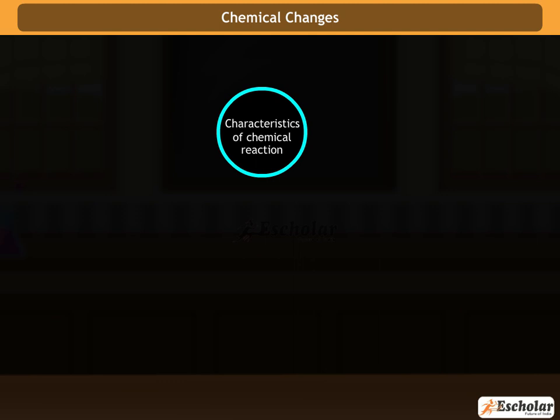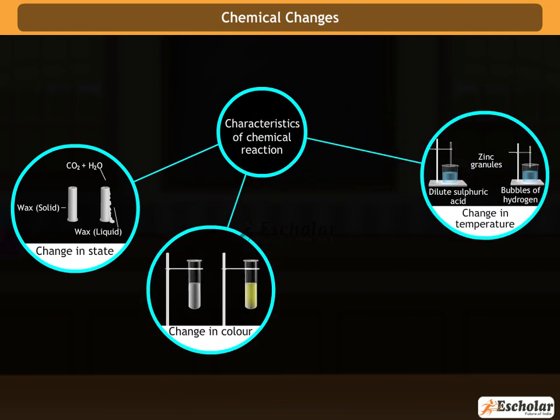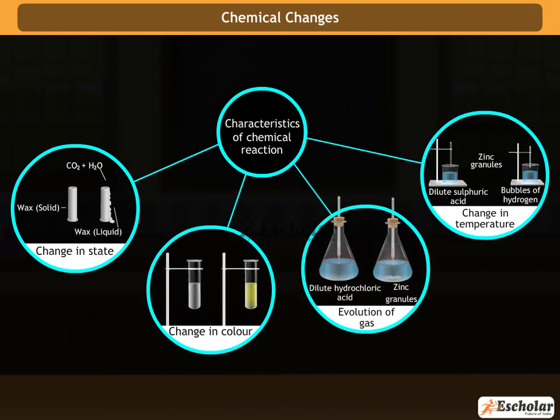From these activities we can say that a chemical reaction has taken place as change in state, change in color, change in temperature, and evolution of gas.